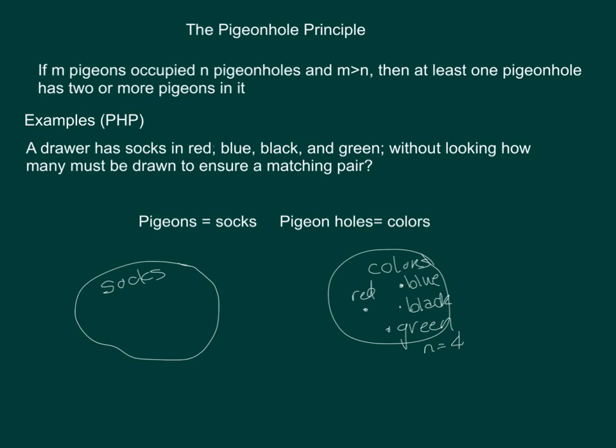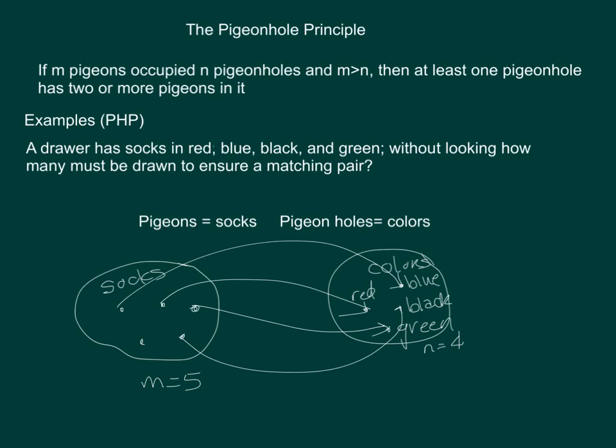Well, you basically need m greater than 4. So if we have m equals 5, that's the smallest number, we can guarantee that after we draw one of each color, this last sock has to repeat a color. So the answer is m equals 5.